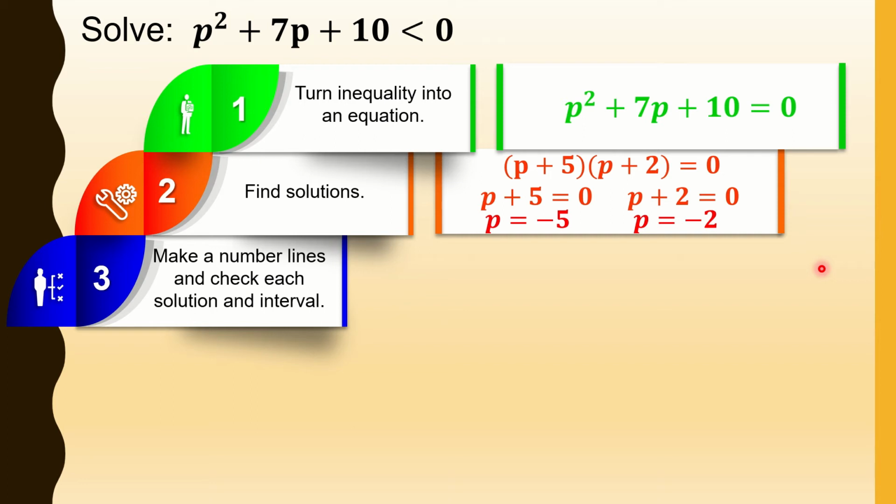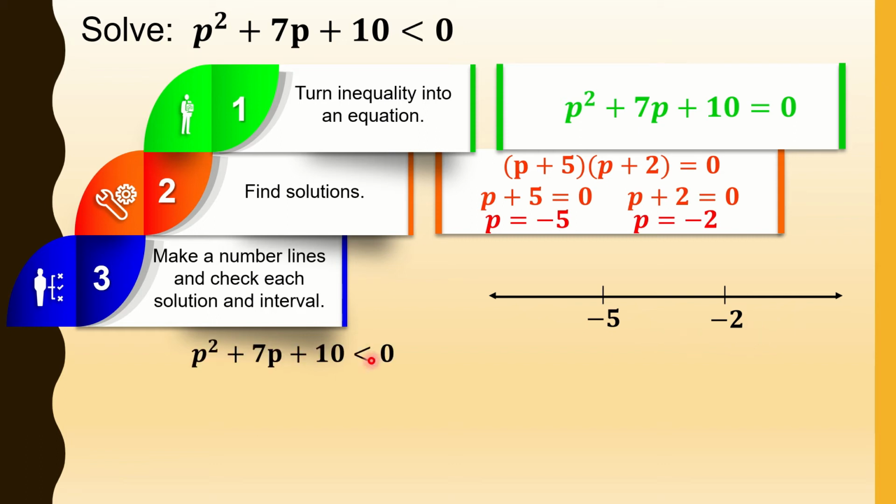Same as what we did in our first example, we need to make a number line in which the points are negative 5 and negative 2, the solutions that we obtained in step 2. Okay, now we will check if negative 5 and negative 2 are included or not, by substituting these points into our inequality, which is p squared plus 7p plus 10 is less than 0. Now, if p is equal to negative 5, then I have negative 5 squared plus 7 times negative 5 plus 10 is less than 0.